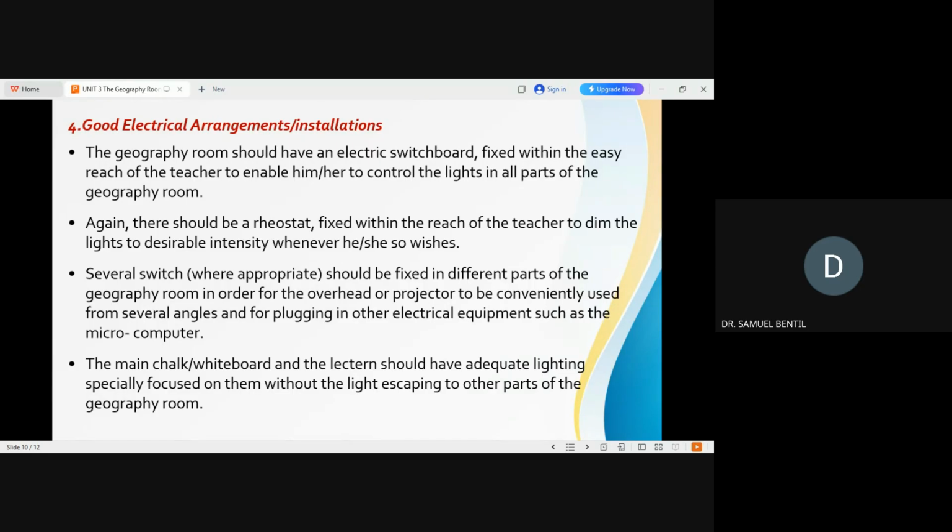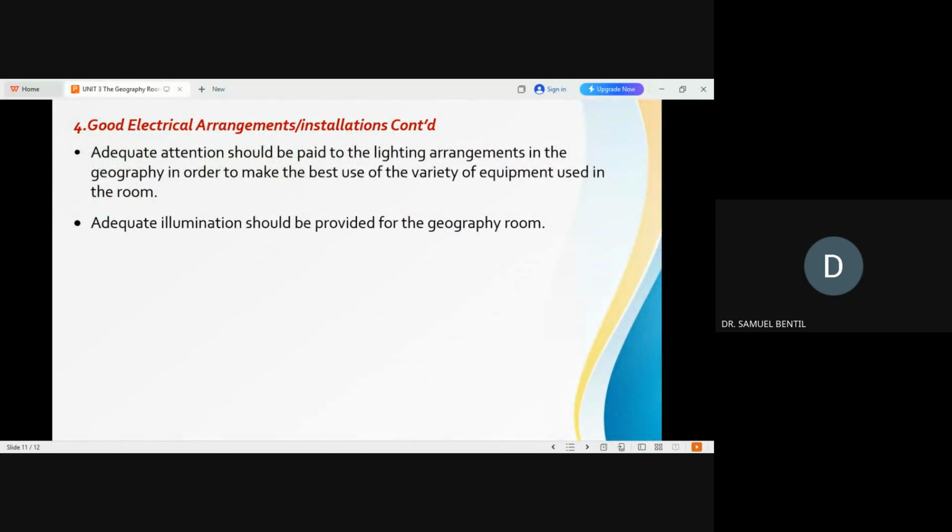The lectern where the teacher will put his things and stand, and the whiteboard, should have some light reflecting on them, so that vision is very clear in the geography room. And these are very, very important things that are needed in a geography room.